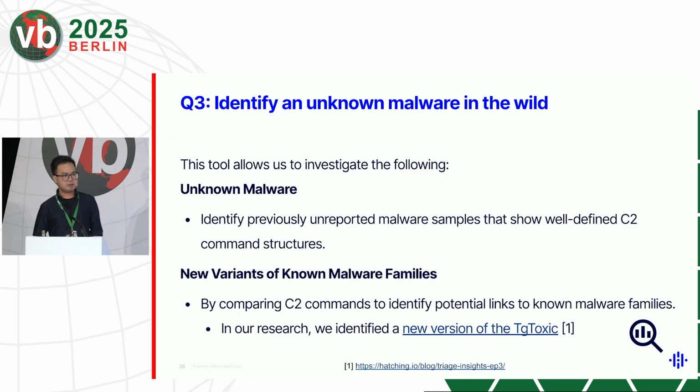This research also answered the third question: how do we identify an unknown malware in the wild? First, if a sample's C2 command structure is clear but doesn't match our database, it is a strong indication that we have found a new unknown malware. And second, by comparing the C2 commands with our database, we can quickly confirm if a sample is a new version of an existing family. For example, our tool helped us identify a new TG-Taxi variant last year with a higher number of C2 commands than the original version.